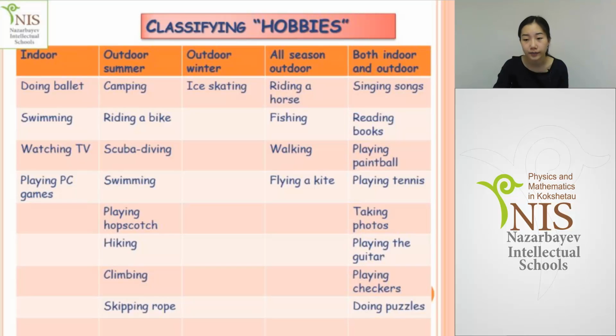If we have a question to the students, we can ask them why they classified activities this way. For example, why didn't they put ice skating into indoor activities? And students will justify their answers.